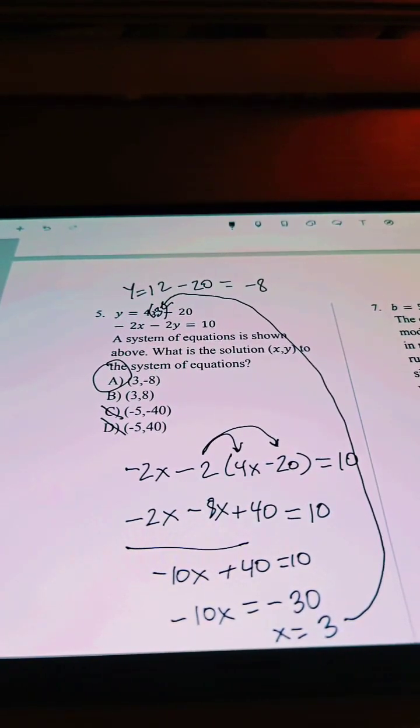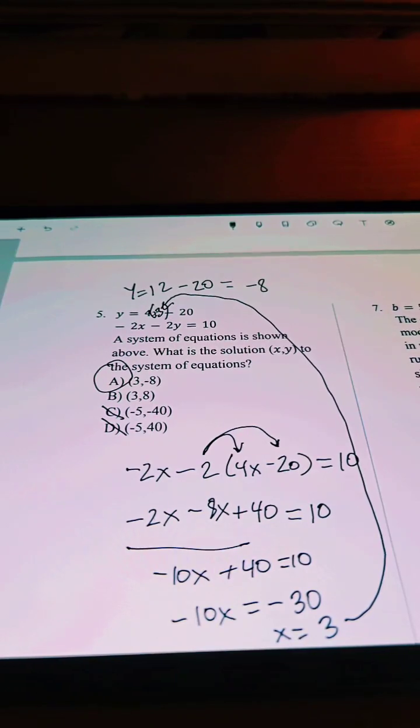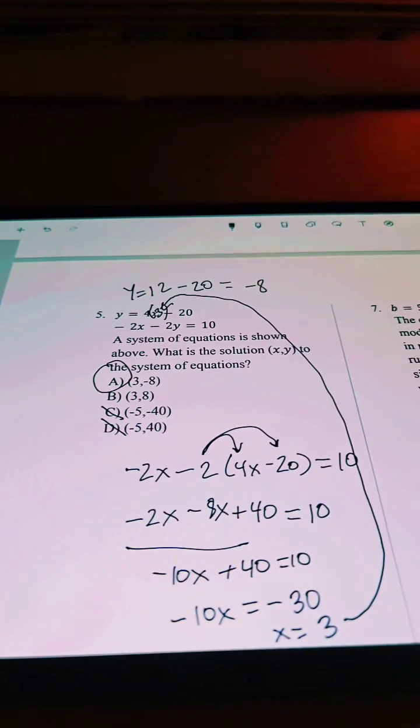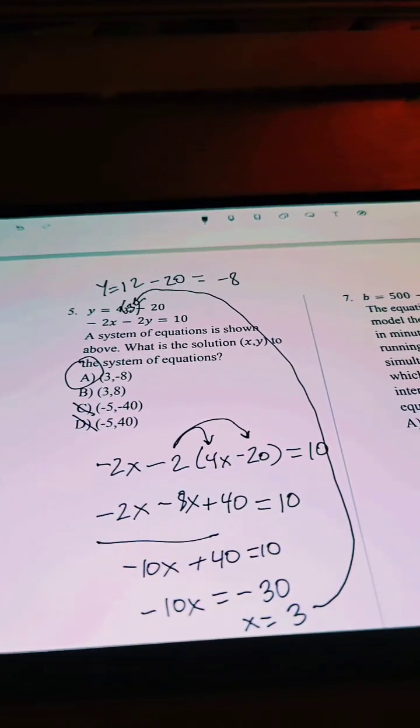Did someone ask a question? Let me see. I don't see anything. I don't know. Someone asked, are these sterling silver? I don't know what that means.